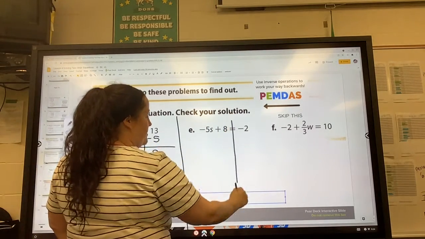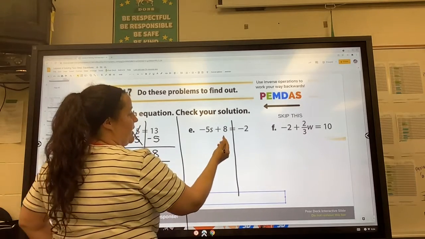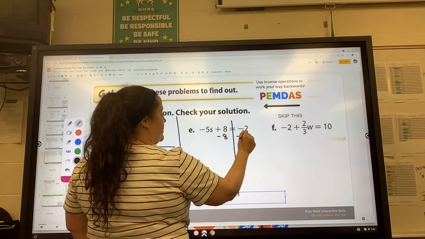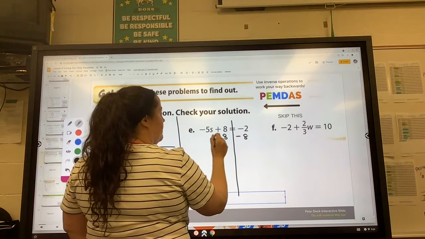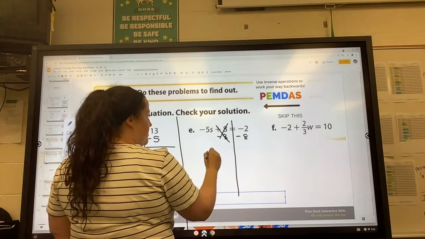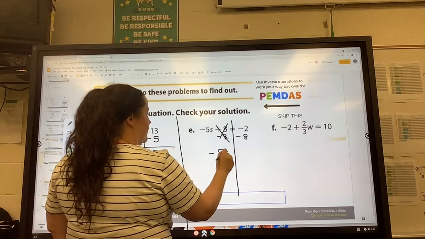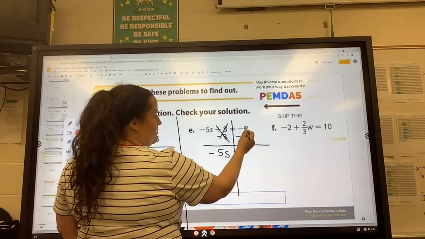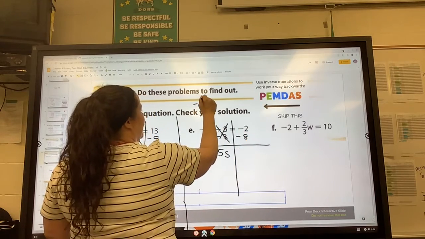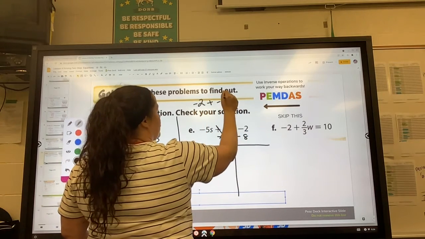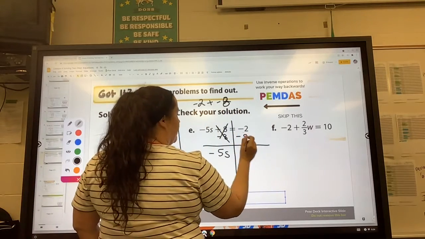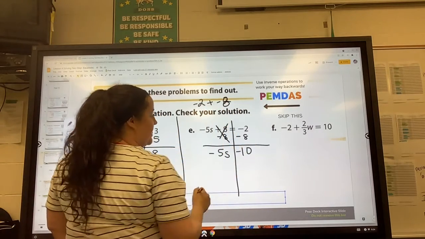We're on E now. So the first thing I see is addition. So to get rid of it, we're going to do subtraction. Minus 8 from both sides. Those would cancel. We'd be left with negative 5s. And then minus 2 minus 8. That's actually negative 2 plus negative 8. That's an 8, sorry. 2 plus 8 is 10. They're both negative, so that stays negative.